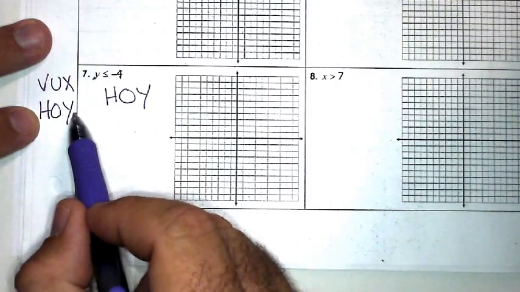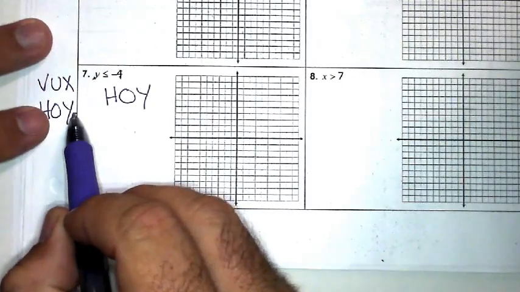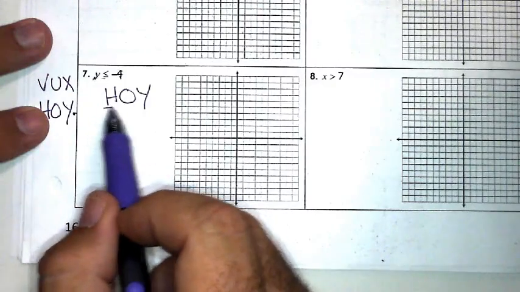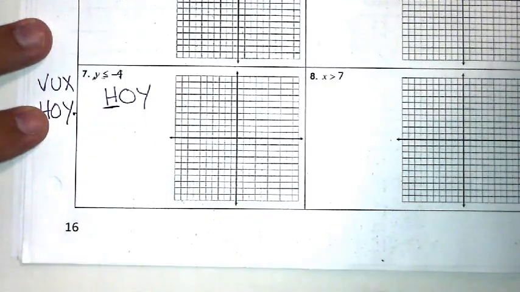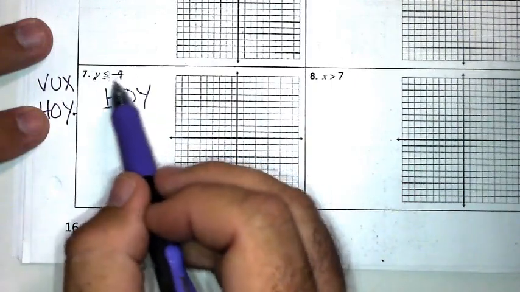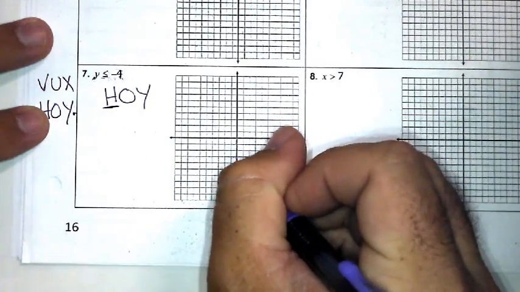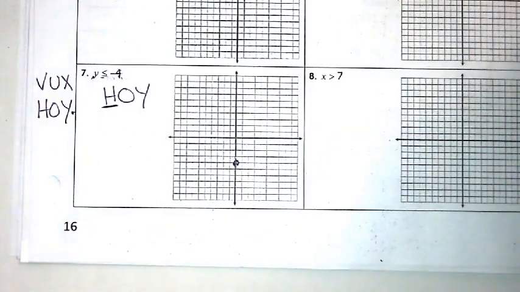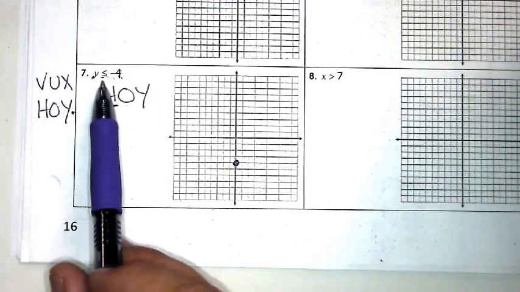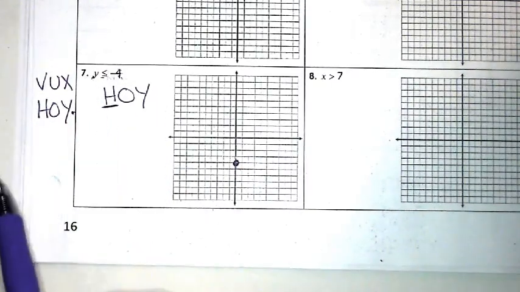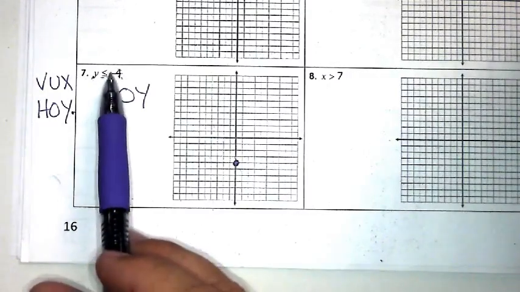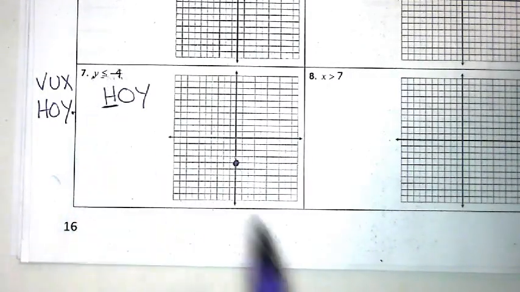Now, what this is telling me is what type of line am I going to have? Vertical or horizontal? Horizontal line. And where is my horizontal line going to be at? -4. So I go to -4. And before I draw the line, you must ask yourself one question. Dashed or solid? Solid because of the equal to. The inequality has a line, so I give this a line.